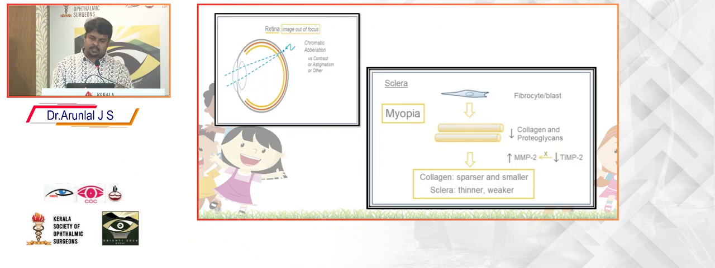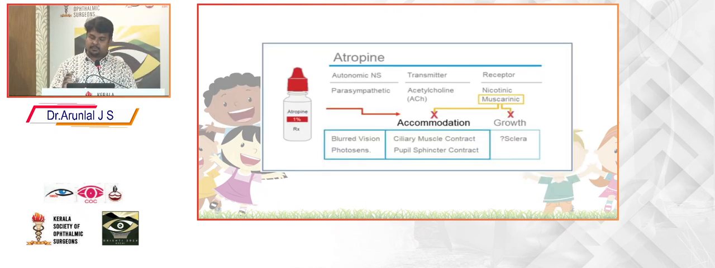So this action is thought to be mediated through the muscarinic receptors. What happens in myopia is, since we use myopic glasses, it will lead to peripheral hyperopic defocus. So these cells send signals to the sclera in such a way to enlarge, so that when the sclera enlarges, there will be decreased production of collagen that lead to sparser and smaller content of collagen in the sclera that lead to thinner and weaker sclera. Since it is mediated through the muscarinic receptors, when we give atropine, it will block the muscarinic receptors. In that way, that will slow down the growth of the eyeball.